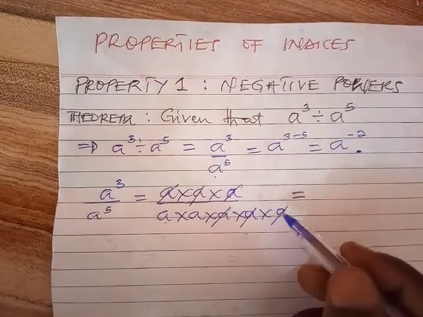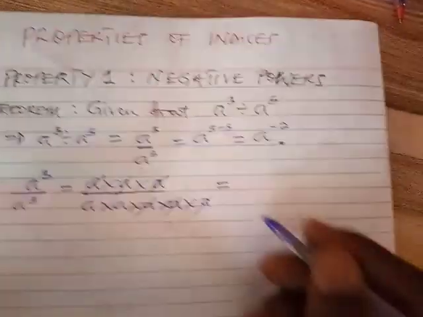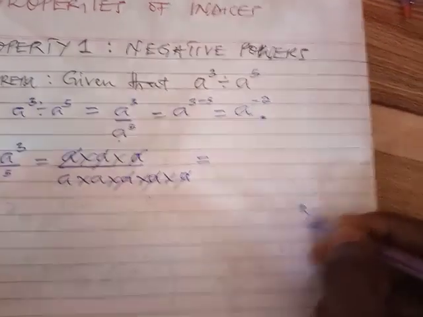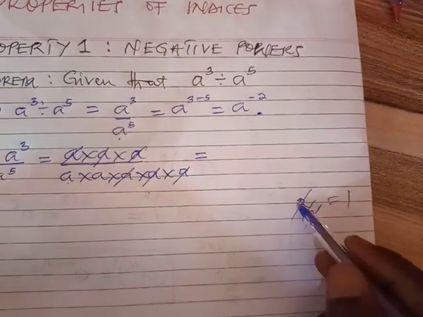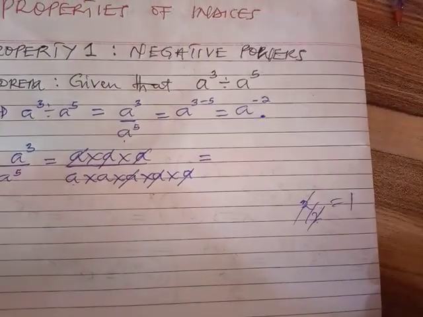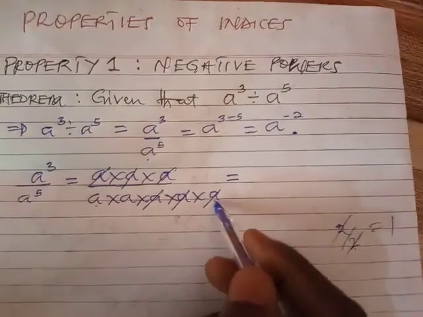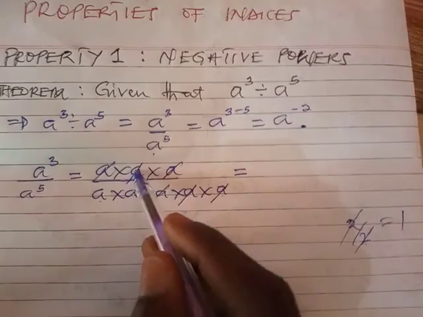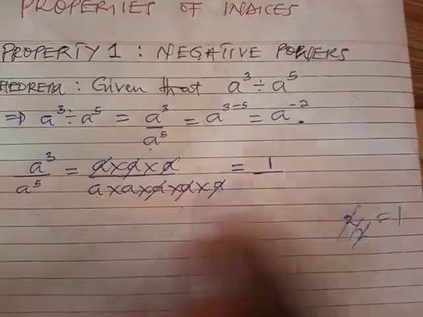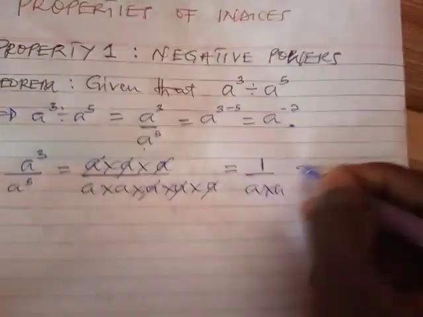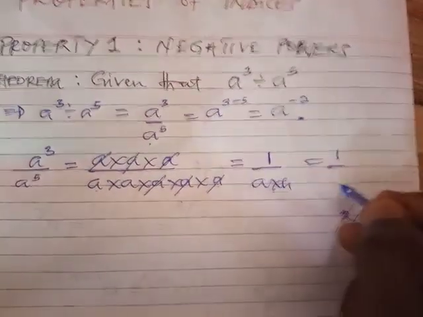No. It's just the same as cancelling, let's say, 2 over 2. When you cancel, 2 divided by 2 is 1. When two people share 2 items, each person gets 1. So you can't just leave it like that. So a cancels a, cancels a, cancels a. So you'll be left with 1 on top, and you have a by a. And how many a's do we have here?